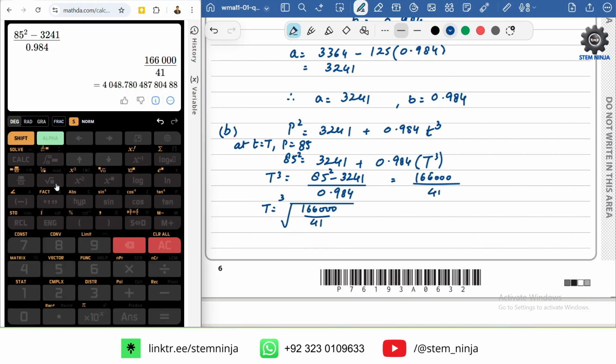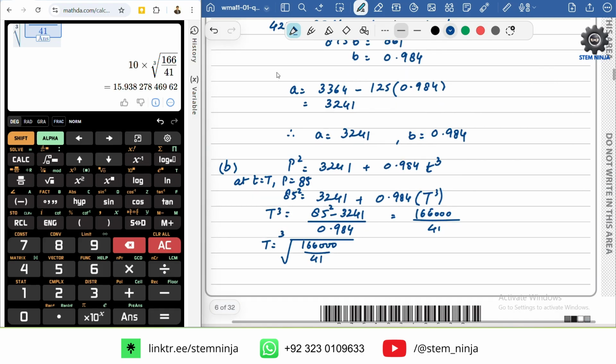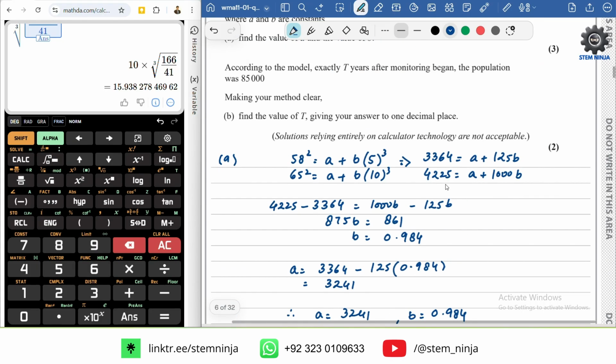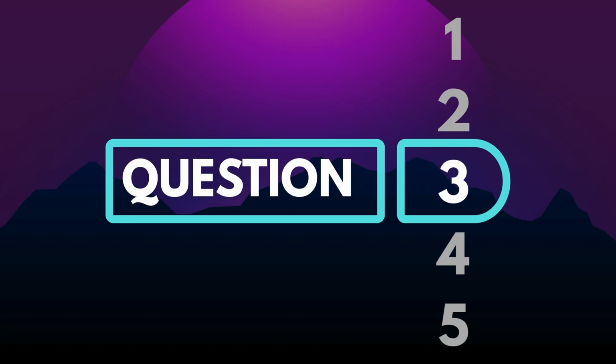So the cube root of the answer is 15.9. What did we need it as? One decimal place. 15.9. Right. Okay, so let's move on to the next question.